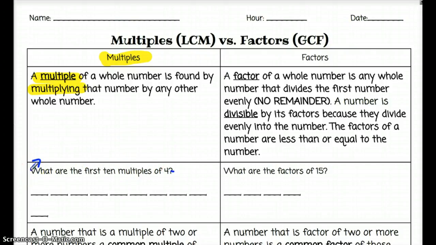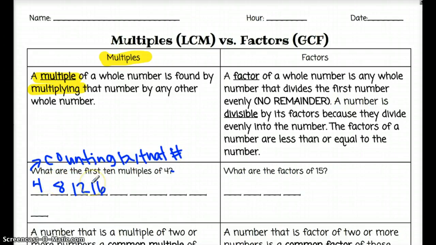So I'm going to put this up here. Counting by that number. So here we're counting by 4. So 4, what would come next? 8, 12, 16, 20, 24, 28, 32, 36, and 40.